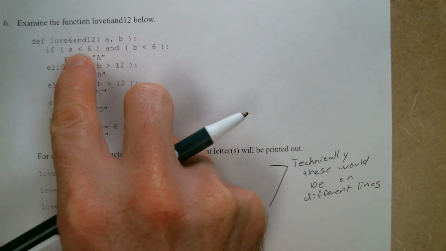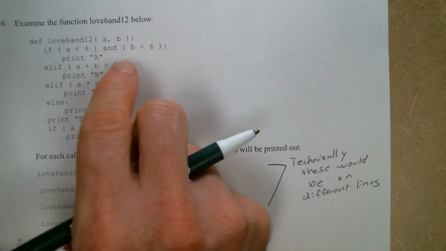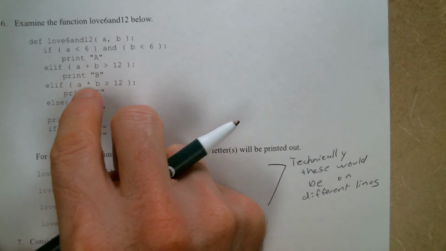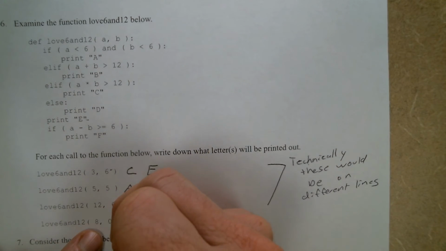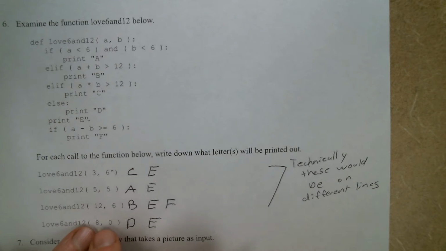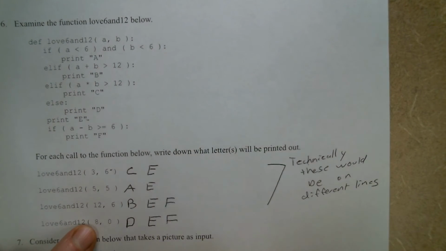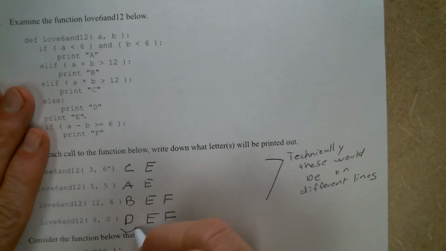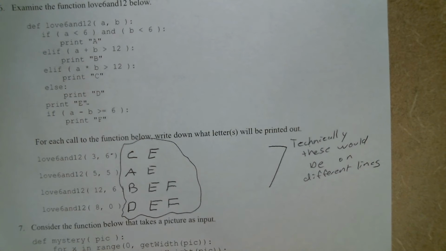All right, last but not least, we have 8, 0. So 8 is not less than 6, so we won't do this one. 8 plus 0 is not greater than 12, we won't do this one. 8 times 0 is not greater than 12, we won't do this one. So that brings us down to the else, because it's the only choice left. The E always gets printed out. And then 8 minus 0 is greater than or equal to 6, so we would print out the F there. So these would be your outputs for those 4 different function calls.